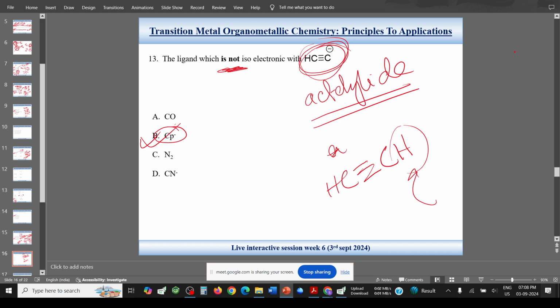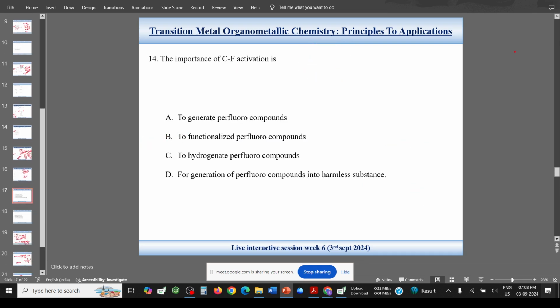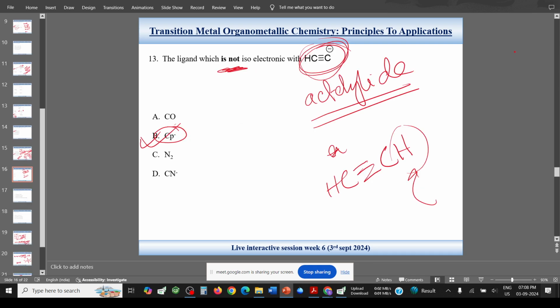Maybe my calculation may be wrong. You tell me how you are calculating. Your answer is correct. So Cp is 5. Cp5 has one extra electron. It is Cp minus, Cp 6. So this will be 6. And this one?